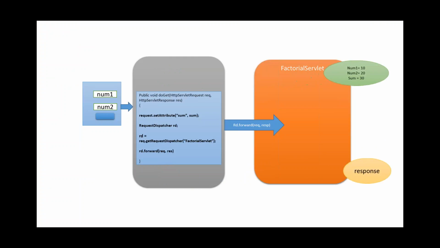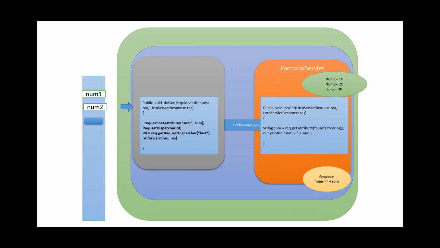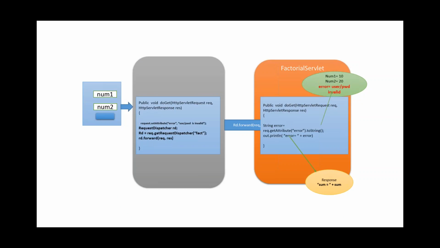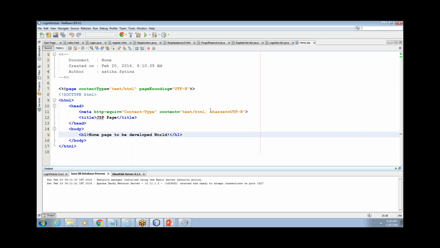I did not make the change. So your error object will also go. When you are retrieving this, String error is equal to request.getAttribute of error. You are retrieving this error message and you are printing it onto the screen. That is, username or password is invalid. Clear with this? Over here, most of the places it is the same. It takes time to change at all the places, but that is the basic logic.